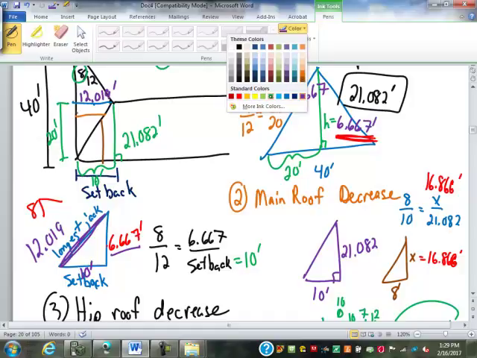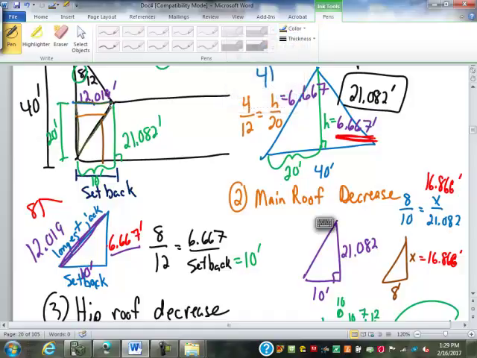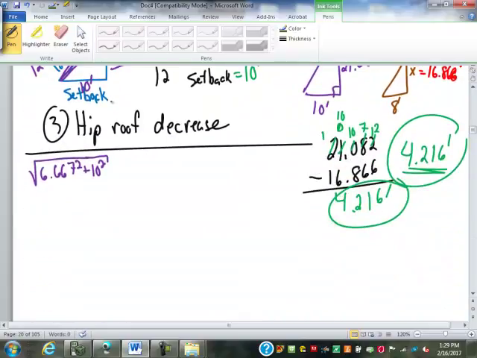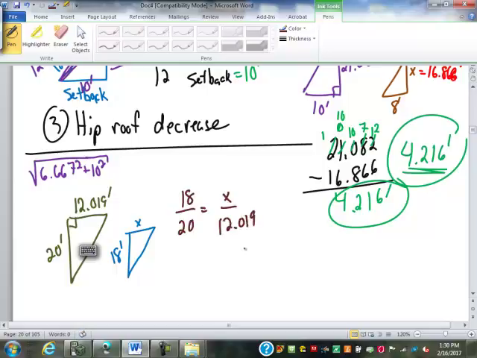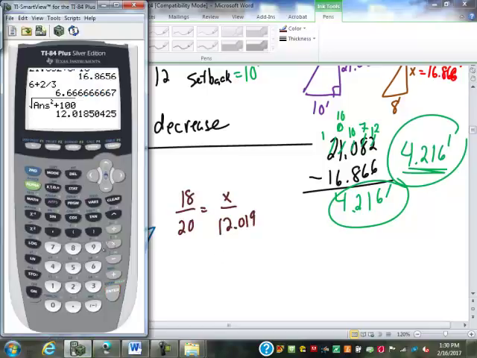So now we're going to look at this triangle. 12.019 feet, and this of course is our half span of 20 feet. Next triangle here is going to be what? So 18 feet, and this is x. 18 over 20 equals x over 12.019. So we take our 12.019 times 18 divided by 20, 10.817.